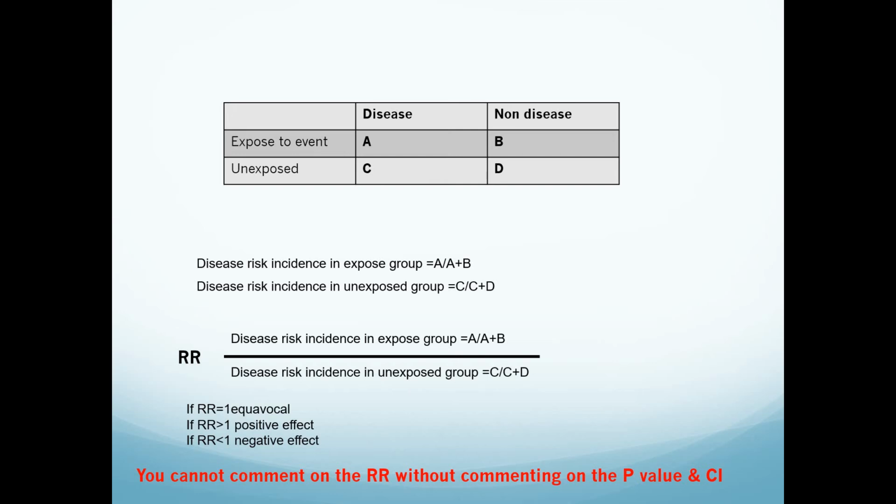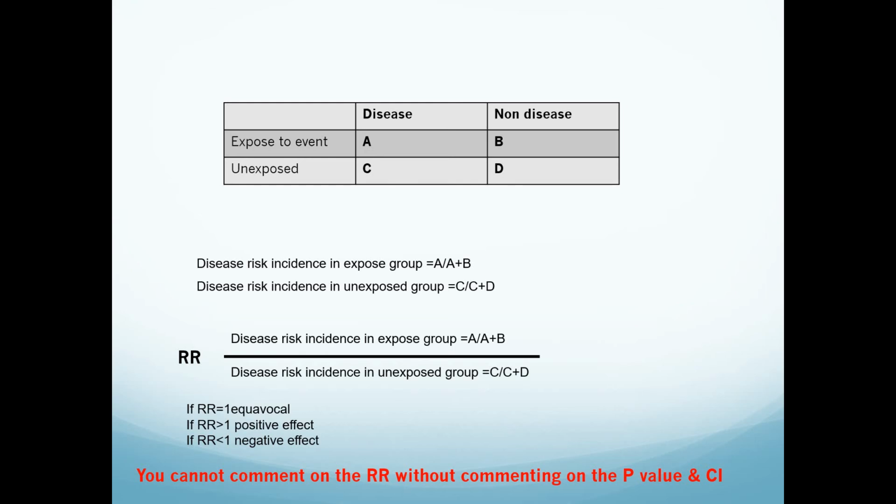So if the result is equal to 1, that means the numerator equals the denominator, meaning the number of people who develop the events in the exposed group equals the number of people who develop the events in the non-exposed group. That means they are equal, meaning the intervention we did was insignificant. So if the relative risk is equal to 1, that means this intervention is insignificant.